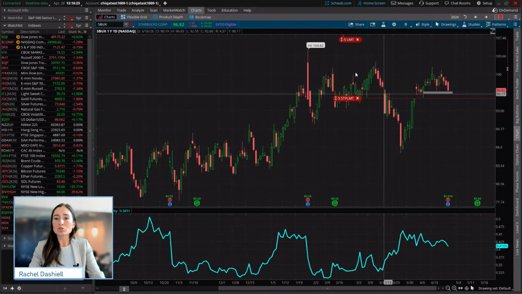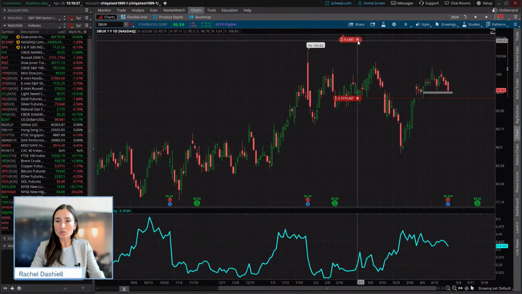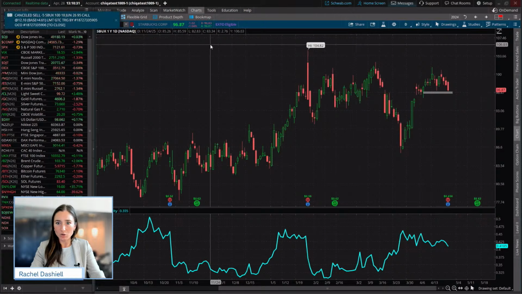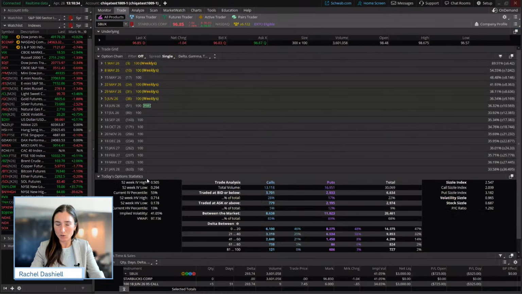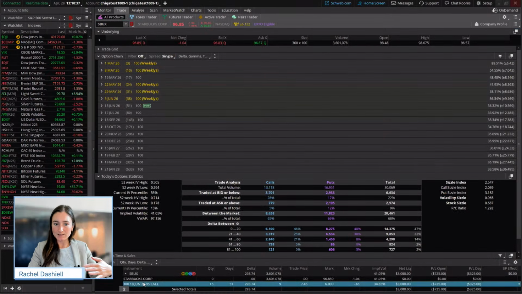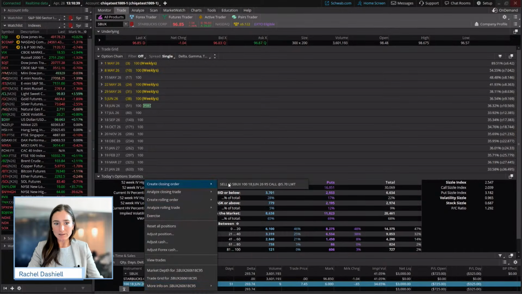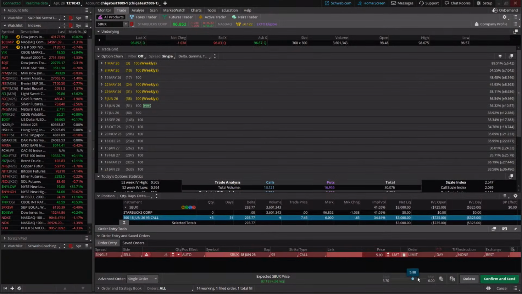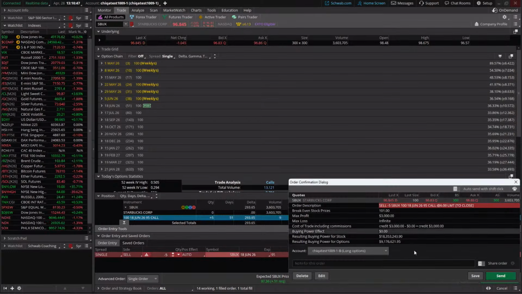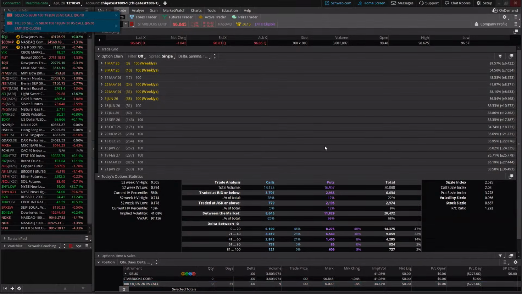So what we're going to do essentially is cancel this OCO group, and place an order to just close out this position now. We're just going to say, hey, cut our losses where we're at, and get out of this trade prior to earnings. So we're going to hit confirm and send here, and hit send in this case.